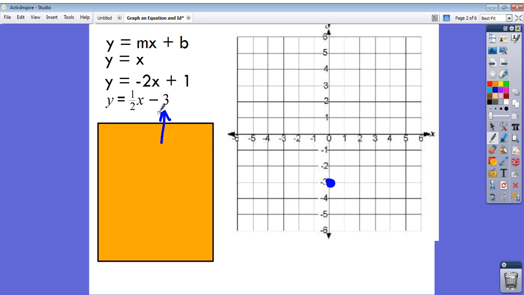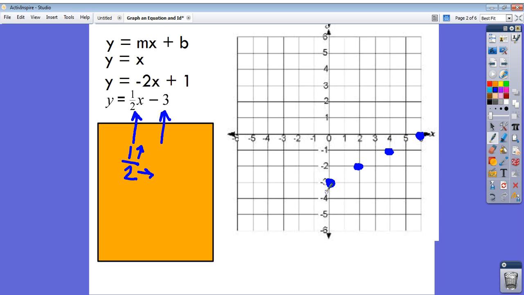Now, let's deal with our slope. In a slope that's a fraction, the number on top tells you how much y is increasing. The number on bottom tells you how much x is increasing. So that means we're going to go up 1 over 2, or y increases by 1 when x increases by 2. Put your pen on the y-intercept and follow the rule. Up 1 over 2, up 1 over 2, up 1 over 2.